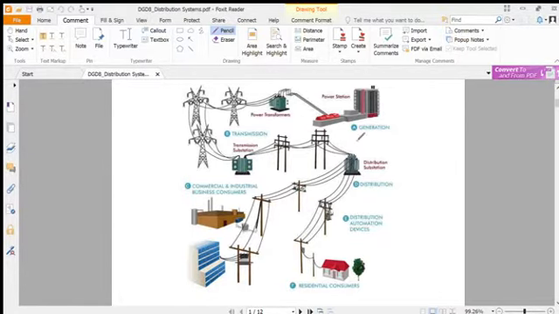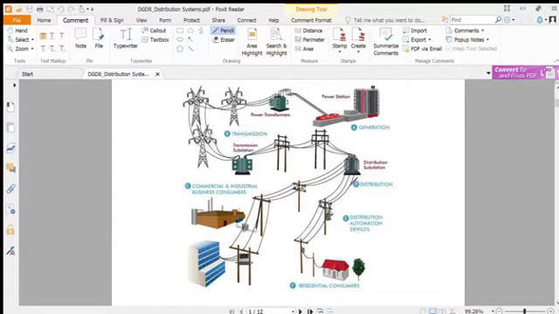And then here is the distribution substation. There is a transformer here in the substation. It could be equipped with a current transformer, potential transformer, step-down transformer, and also switchgear, circuit breaker, isolator, switch, and fuse. There are multiple elements you can have in the substation.